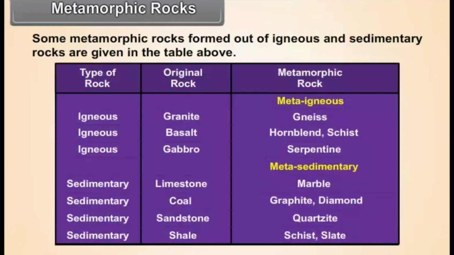Type of rock, sedimentary. Original rock, coal. Metamorphic rock, graphite, diamond. Type of rock, sedimentary. Original rock, sandstone. Metamorphic rock, quartzite. Type of rock, sedimentary. Original rock, shale. Metamorphic rock, schist, slate.